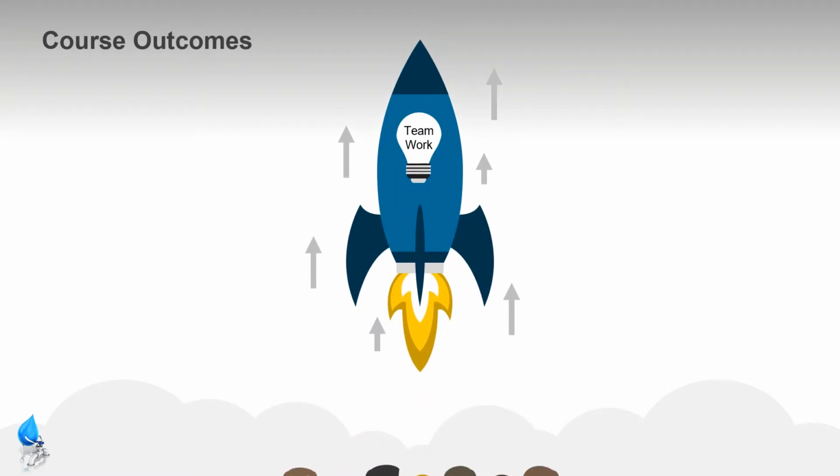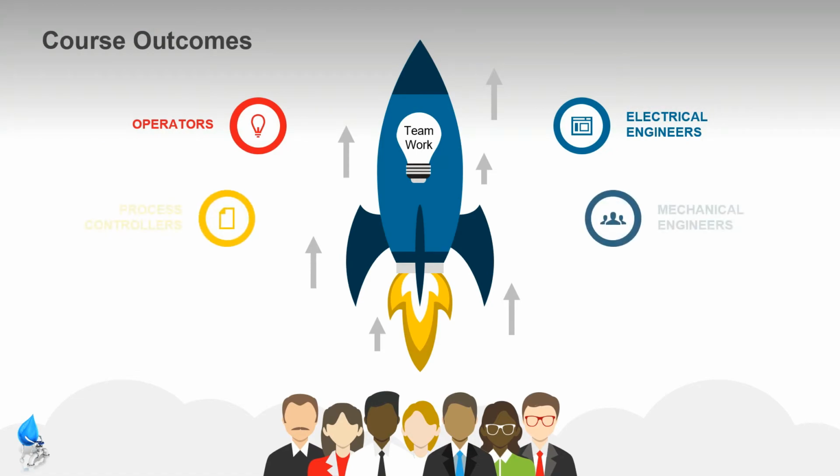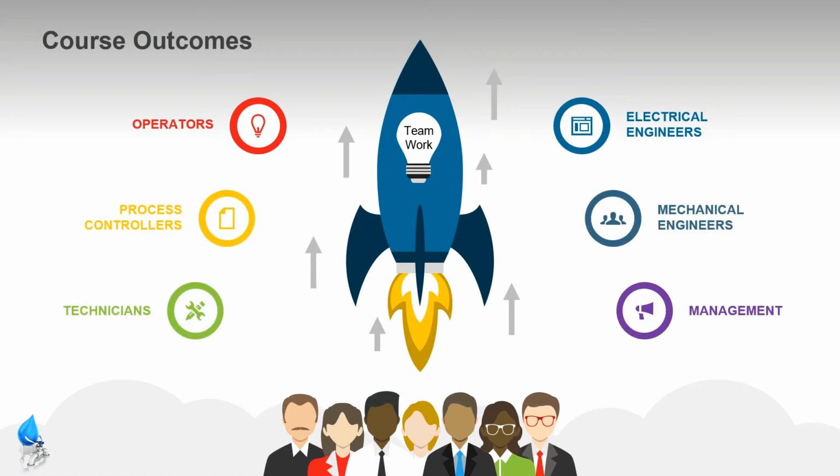So, course outcomes. Teamwork is what we are trying to expedite. We want technicians, we want process controllers, we want operators, we want electrical engineers, mechanical engineers, management, and even civil engineers to all be talking the same language. We're all trying to achieve the same goals and have the same outcomes, yet we all do it with a slightly different perspective on the job, and exactly what we're trying to achieve is sometimes just done in a different way. And this needs to be communicated properly.